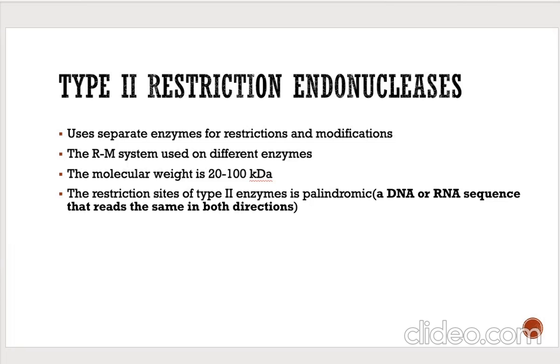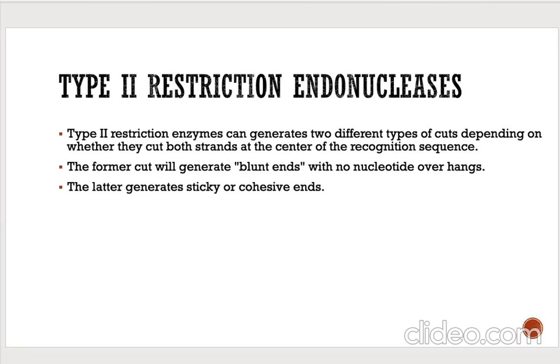The restriction sites of type 2 enzymes are palindromic, that is, a DNA or RNA sequence that reads the same in both directions. The type 2 restriction enzymes can generate two different types of cuts depending on whether they cut both strands at the center of the recognition sequence. The former cut will generate blunt ends with no nucleotide overhangs. The latter generates sticky or cohesive ends.